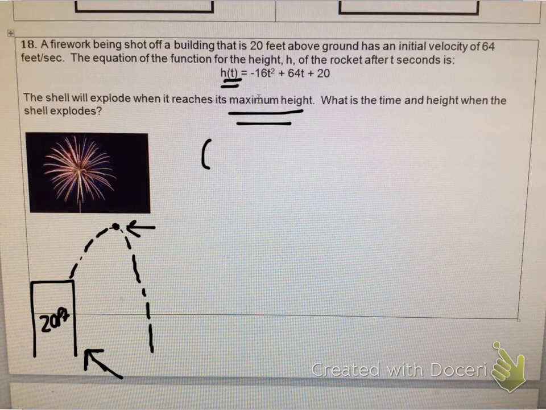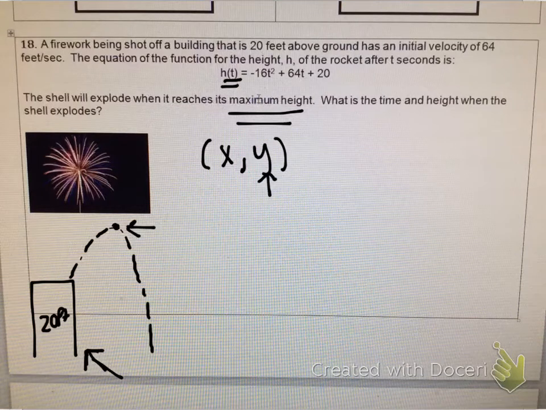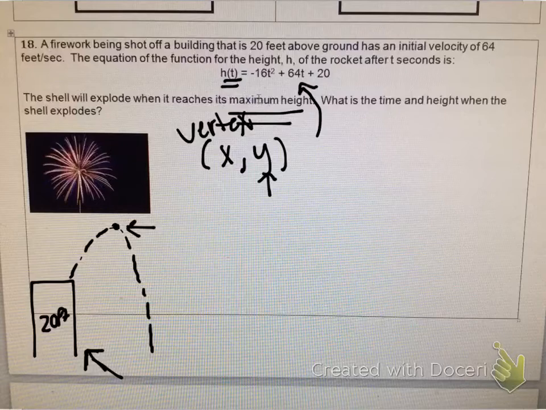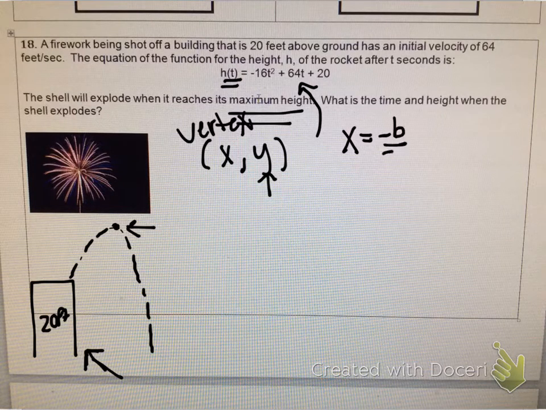So which coordinate of the vertex is the maximum? Hopefully remember it's the y-coordinate because you're measuring up and down, right? So you're on the y-axis. So how do I find the y-coordinate of the vertex? Looking at my quadratic, it's in standard form, so I'm going to be using the formula to get the x-coordinate, opposite of b over 2a. And to get the y-coordinate, you plug that number in for t, in this case, instead of x.